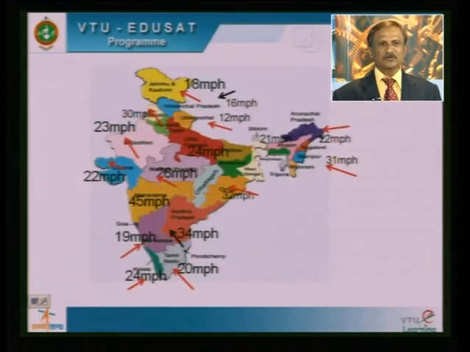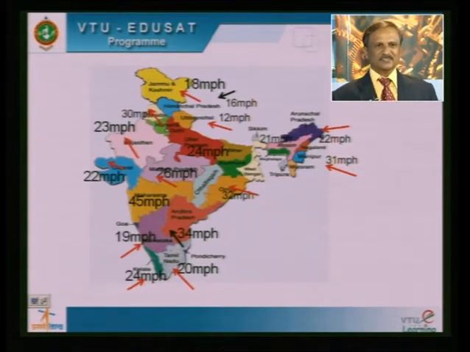Then we are going to telecast the map like this. Is it clear? You can observe the arrows, right? So 18 miles per hour along with the arrow. In Himachal Pradesh, 16 miles per hour with an arrow. 34 miles per hour with an arrow.